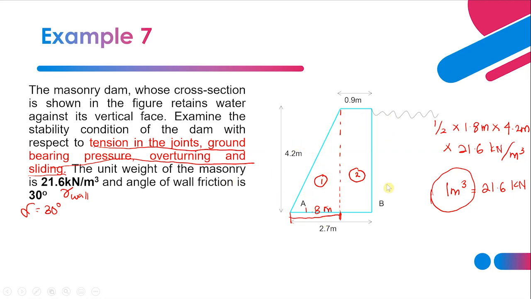And for the second area, okay, it is 0.9 darab dengan berapa petak ni punya area lah. So 0.9 times 4.2 darab dengan dia punya unit weight.